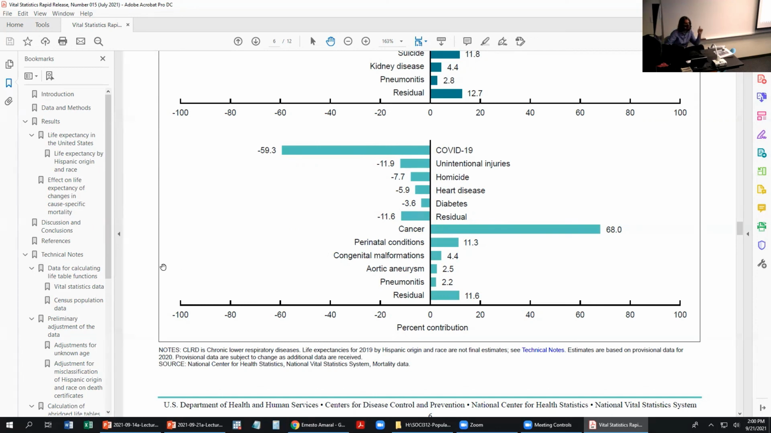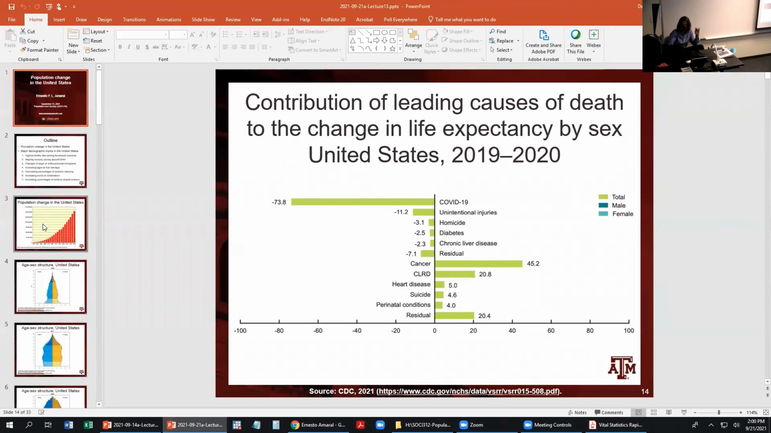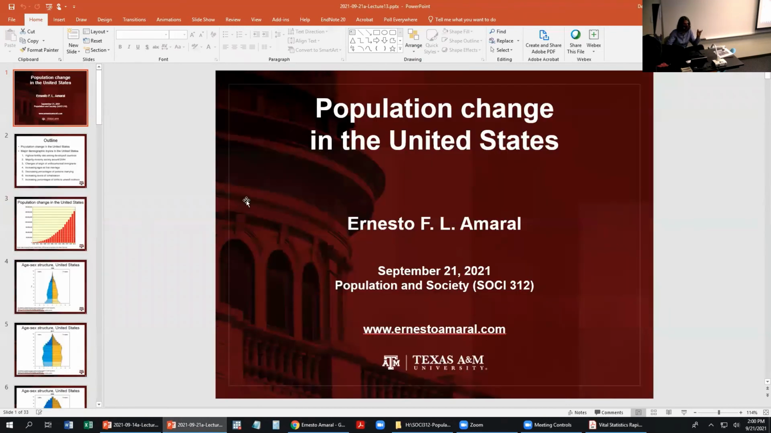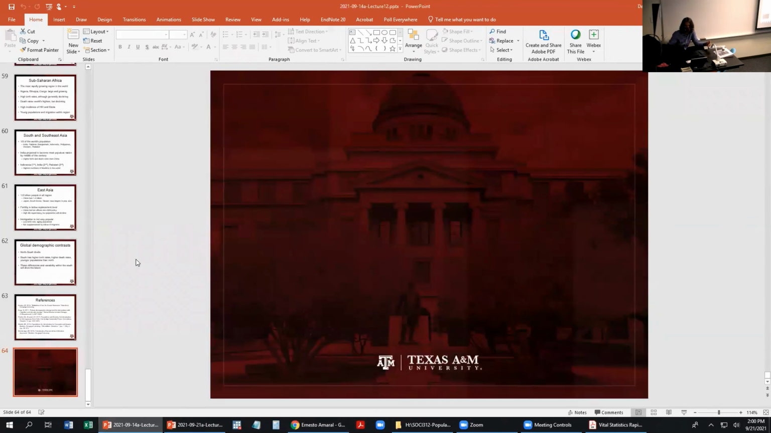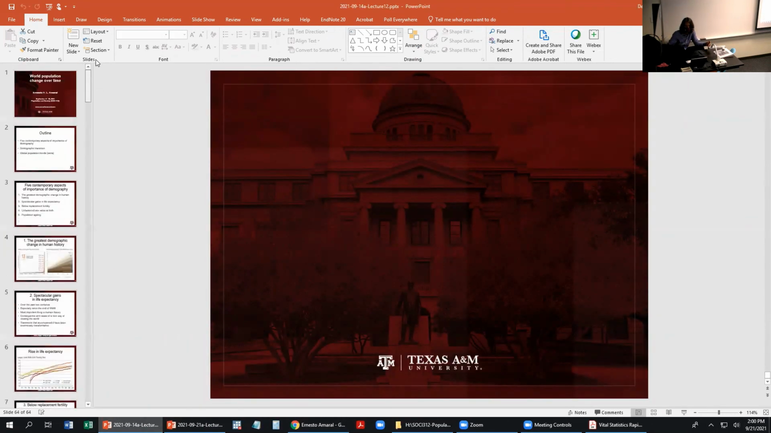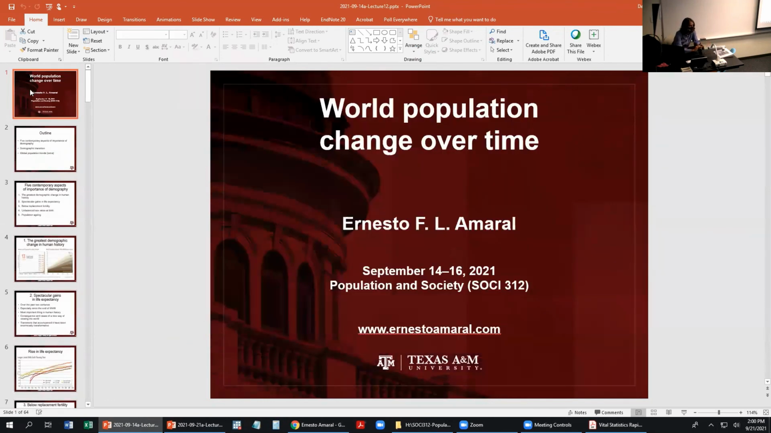And the topic of the exam, I will not cover these topics here of population change in the U.S. because we did not finish all the chapter. So the topics will be only up to world population trends in the U.S., only up to the topics that we discussed here. Okay, and the quiz today is about this. The exam on Thursday is about this and everything before.